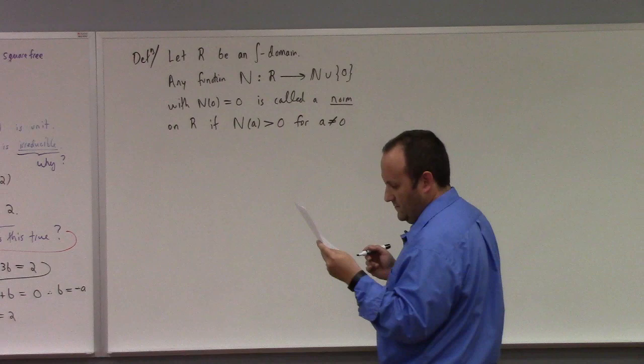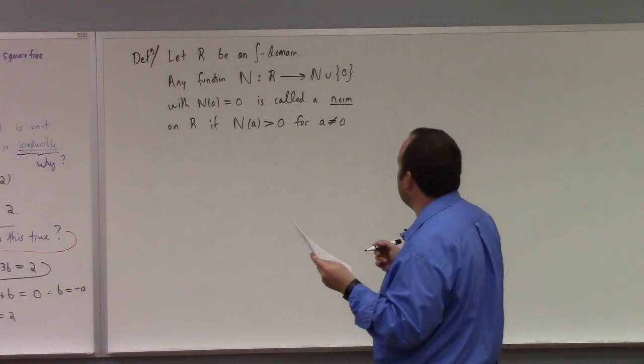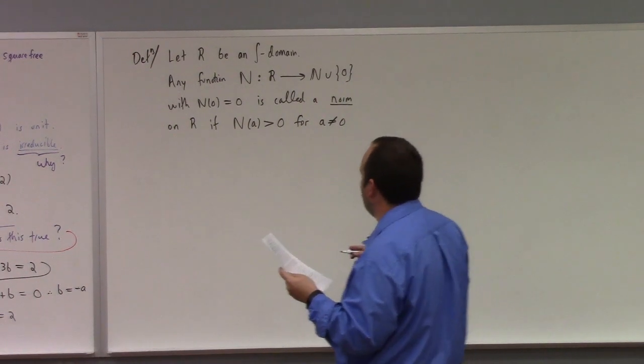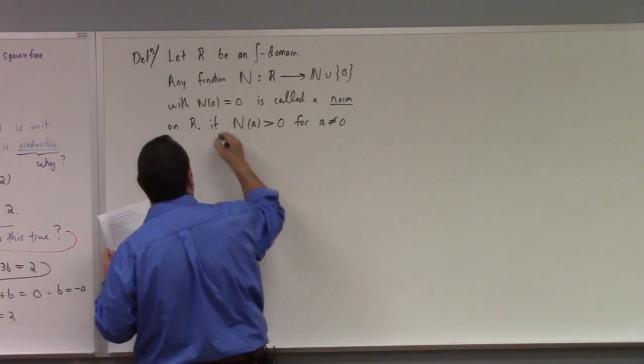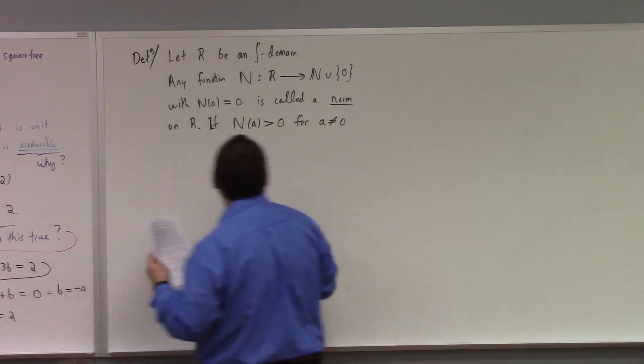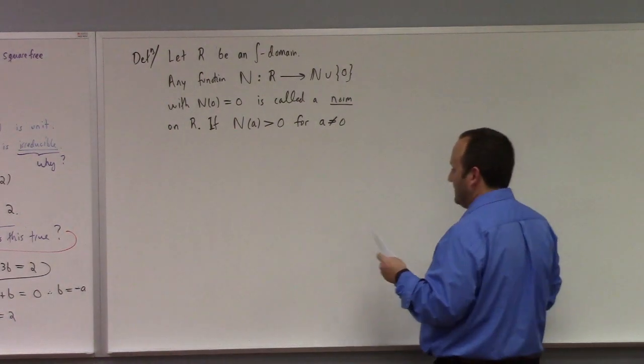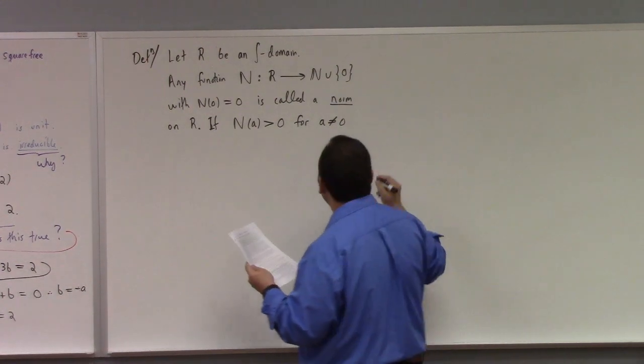Oh, I can't read my own writing. Actually, there was a period after that. It's called the norm on R, period. If n of A is positive for A not equal to 0, then it's said to be a positive norm.